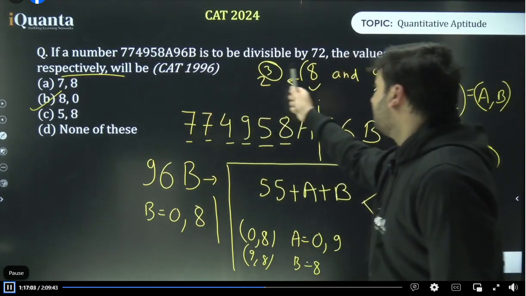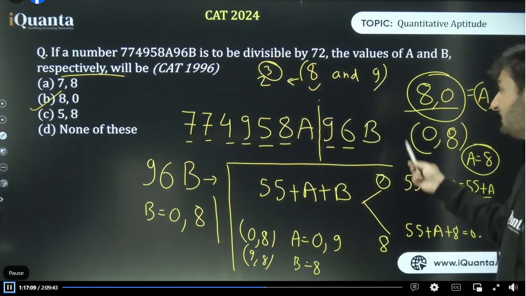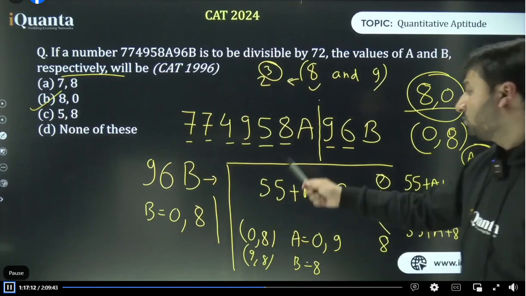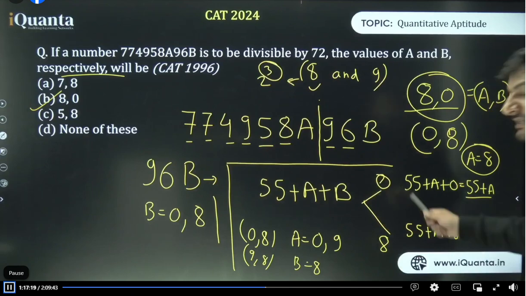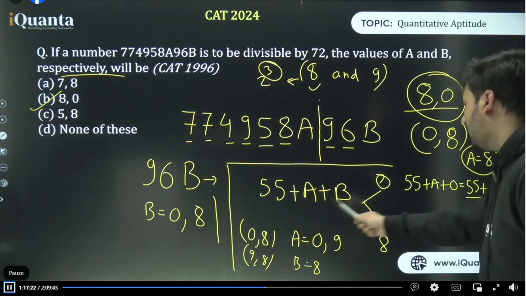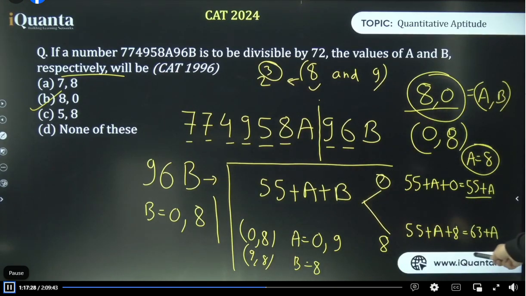Now the divisibility of 9 also has to be checked because 72 के लिए क्या होना चाहिए? 8 से भी divisible होना चाहिए, 9 से भी divisible होना चाहिए. For that reason what we did was we found the sum of all the digits which was 55 plus a plus b. I already know the values of b. There are two values of b, 0 and 8. तो दोनों केसेस को हम कंसीडर करेंगे. एक बार b की वैल्यू 0 ली तो सम कितना आया? 55 प्लस a. और एक बार b की वैल्यू 8 ली तो सम कितना आया? 55 प्लस a प्लस 8, दैट मींस 63 प्लस a.